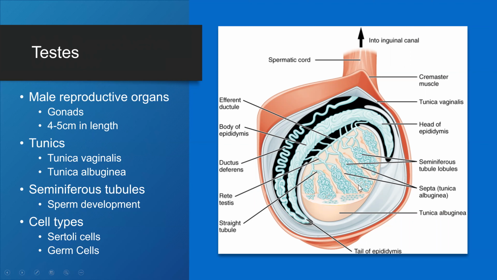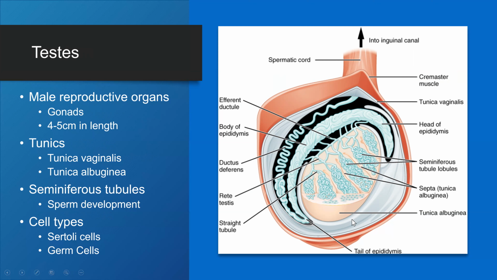Tunica albuginea comes from "white tunic," so it's a structure that has a whitish appearance, and it's a connective tissue. And tunica albuginea also makes these septa that divide testes into lobules. And also then testes are covered by tunica vaginalis.